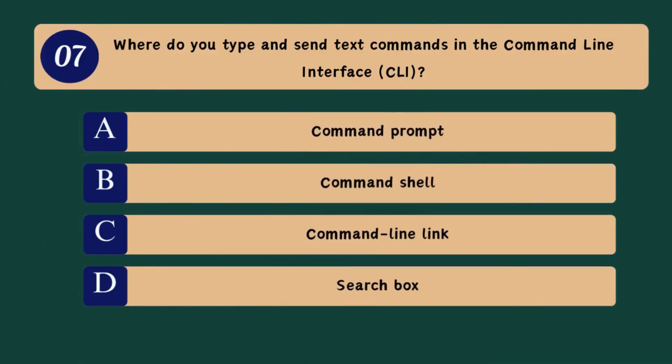Question 7. Where do you type and send text commands in the command line interface? A. Command prompt. B. Command shell. C. Command line link. D. Search box. Correct answer. A. Command prompt.